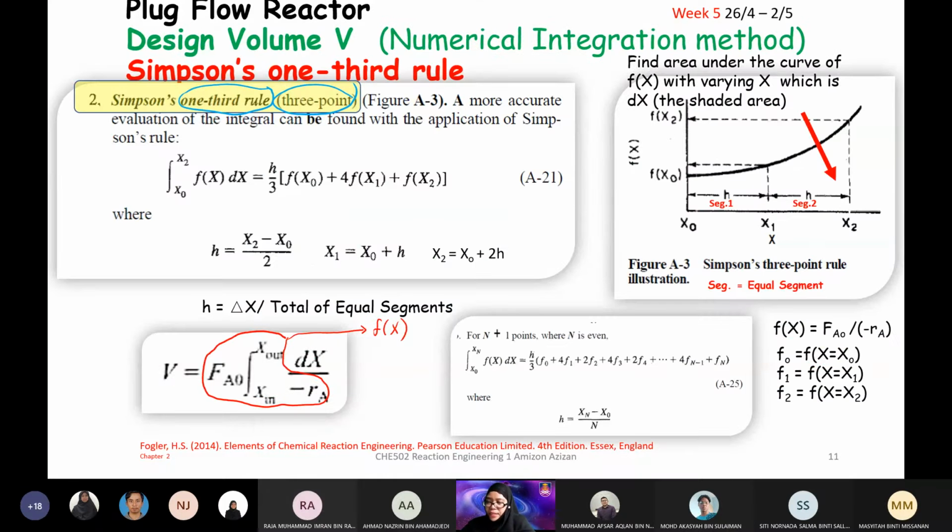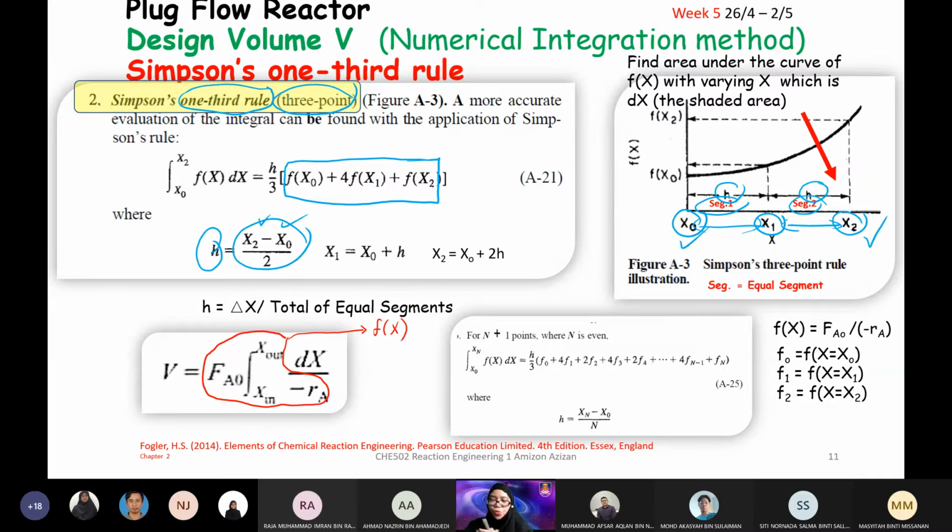Now, the 3 points. For a 3-point method, this 3 points means x0, x1, x2. And the rule is the segment for each of those points must be divided equally. Meaning, since we divide it equally, we have two segments, each with H. And how do we know the H there? Simply x2 minus x0 divided by 2, right? Then it will give you the H.